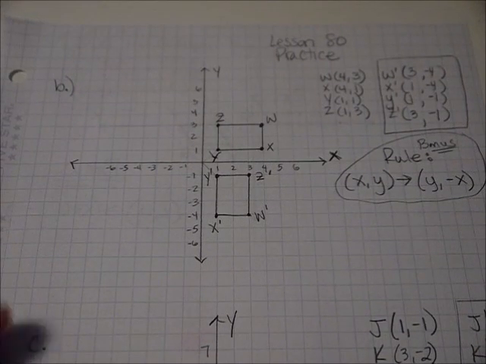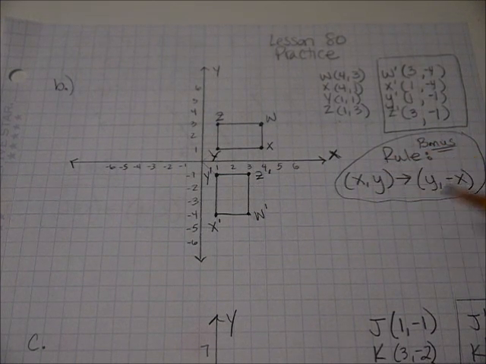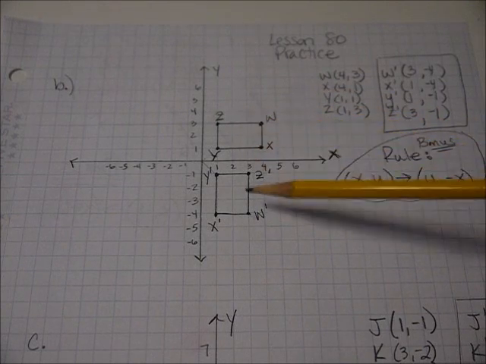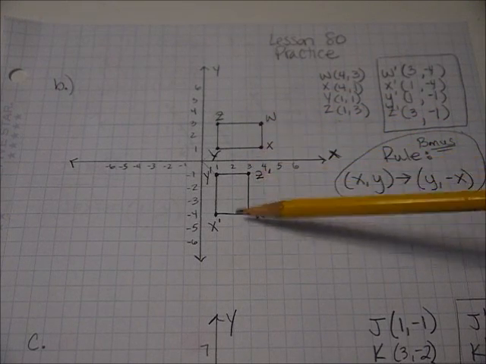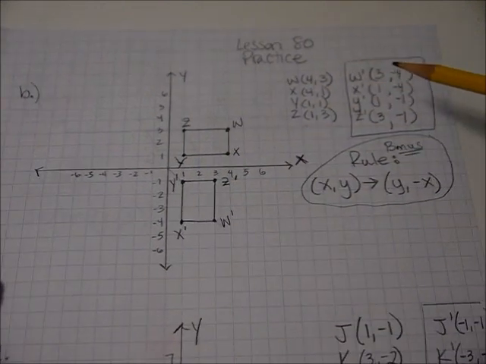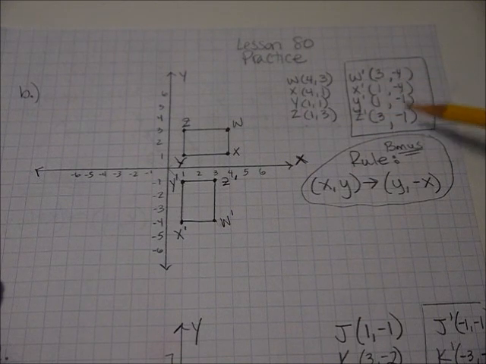Okay, I have the answers here, and I added a little bit of a bonus. I did the algebraic rule here. So what you should have is this was your pre-image, and this was your image, rotated 90 degrees. Here are your new w prime, x prime, y prime, z prime, and there are your coordinates.